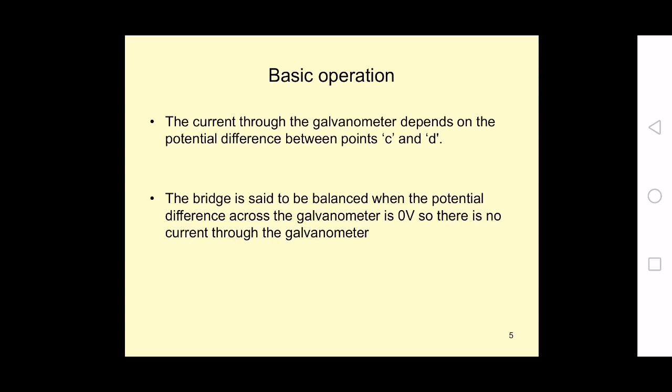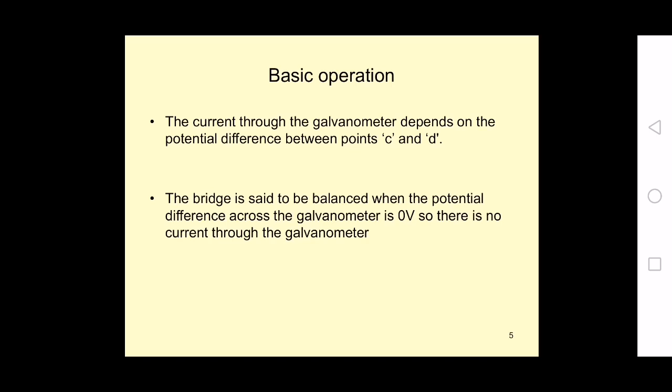So the Wheatstone bridge is the most accurate method available for measuring resistances ranging from approximately 1 ohm to several mega ohms. In this circuit, the source of EMF and a switch are connected to the points A and B. A sensitive current indicator, which we call a galvanometer, is also used. The current through the galvanometer depends on the potential difference between points C and D.